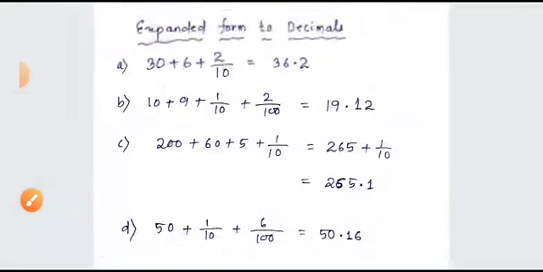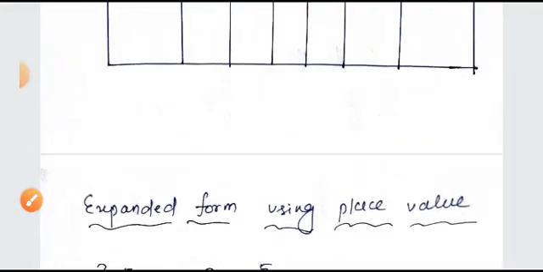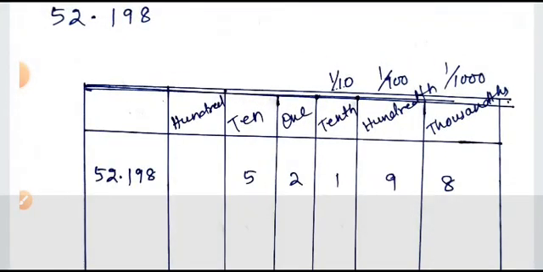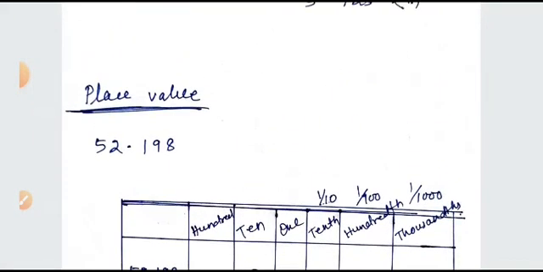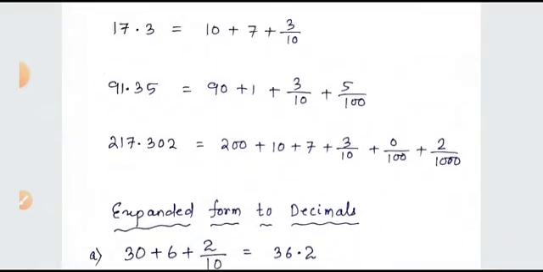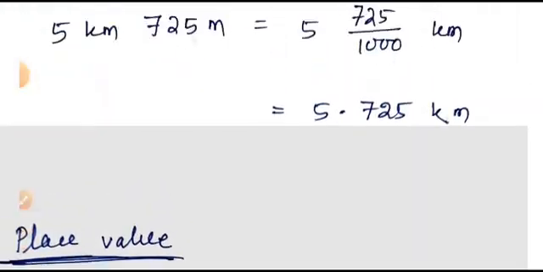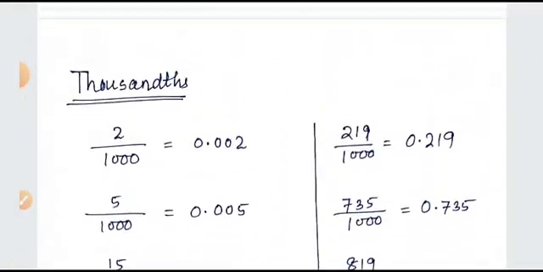So this was all about what we have discussed today. We learned more about decimal numbers, their place values, tenth, then hundredth, then thousandth. All these place values we have discussed, and expanded form also we have discussed. So just take the notes today, and in the next class we will discuss more about decimal numbers.